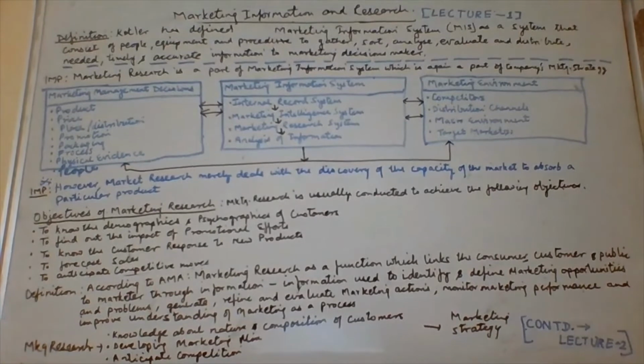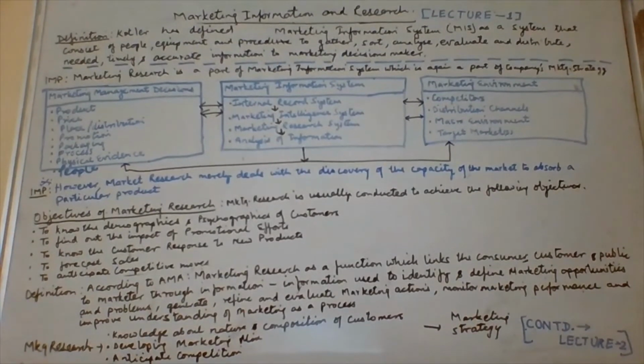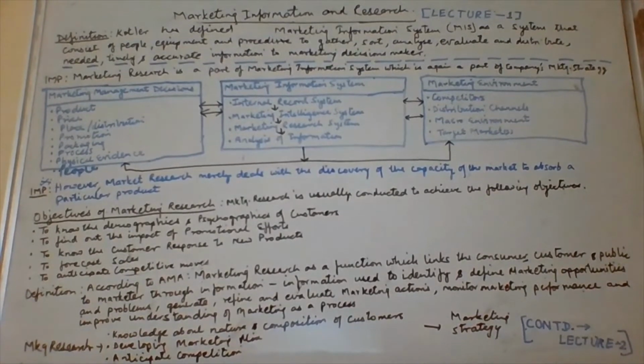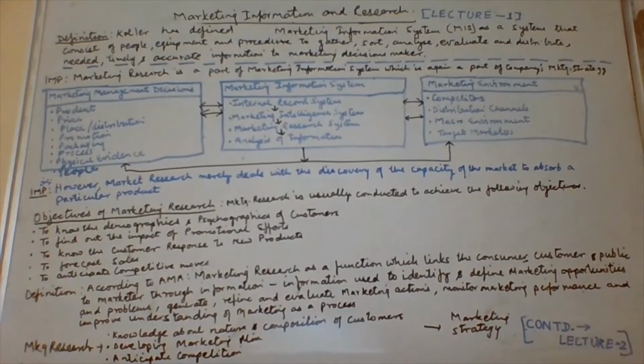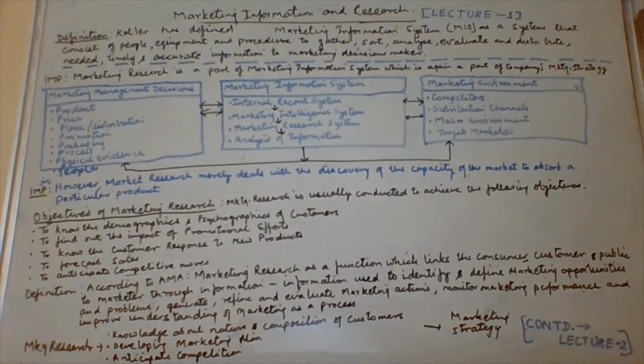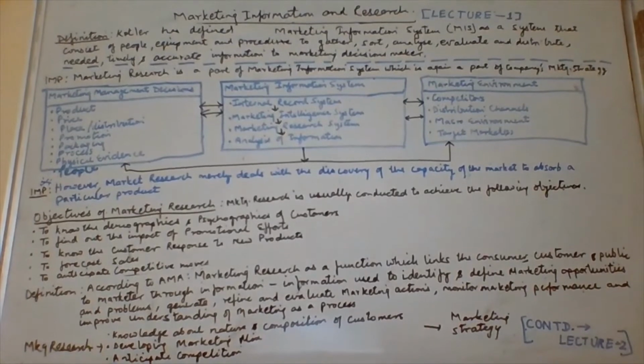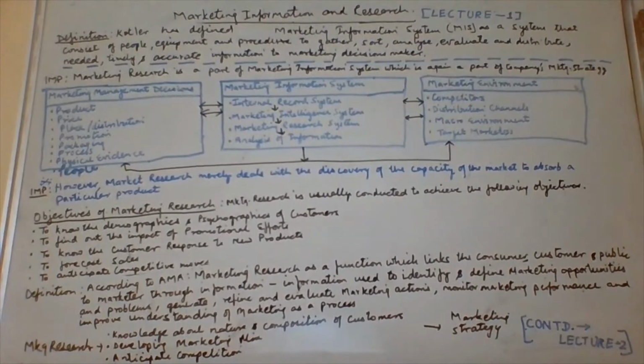Now, developing the marketing mix. When we study the nature and composition of the customers, we develop a marketing mix. Marketing mix involves four major P's, popularly known as the four P's: product, price, place and distribution, promotion, sorry, and anticipating competition, which leads to the marketing strategy. Now, what is marketing strategy? Marketing strategy is again a game plan set to achieve the intended results.